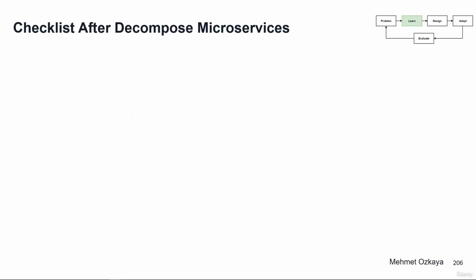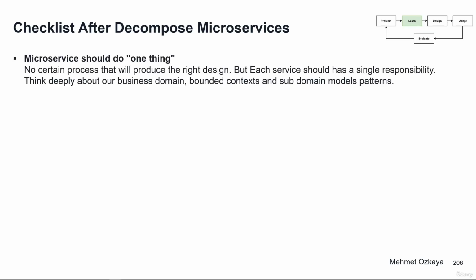Now we can see the checklist after decomposition of microservices. We should consider these items after decomposition of microservices and make sure all items are covered in our decomposition process. The first consideration is that a microservice should do one thing. The main rule is that a microservice should do one thing. There is no certain process that will produce the right design, but each service should have a single responsibility.